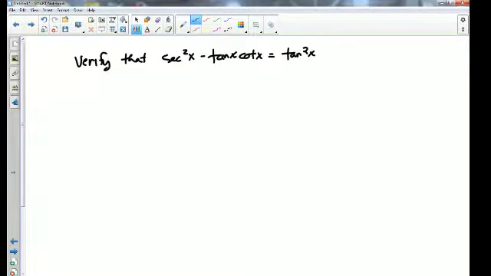sure. So verify that is an identity. Is it one? It says verify that it is, so it is. It's telling you, yes, it is one, you just need to prove it. Okay?